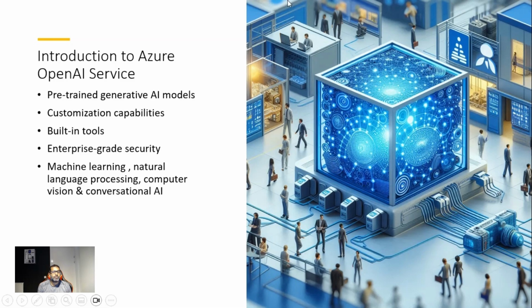For this Azure OpenAI service, the first thing is the pre-trained AI models, and they have customization capabilities. They have the ability to fine-tune the AI models with your own data. There are two sets. The first one is the pre-trained generative AI models. They have it as a template. You can basically pick it up from them and use it. And the second one is the customization capabilities. If you have your own data, then you'll be able to use it.